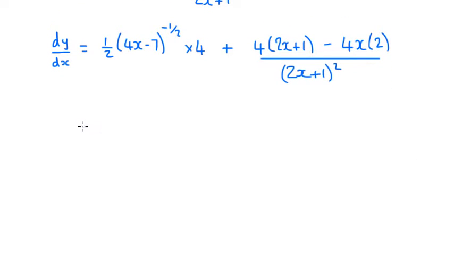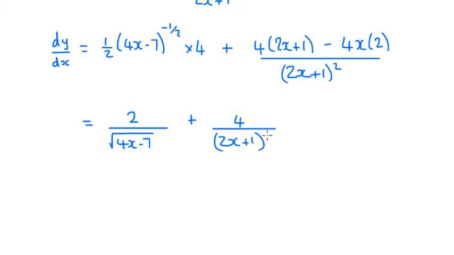Okay, so if we do tidy all this up, we've got a 4 over 2, so that's going to be a 2. 4x minus 7 to the minus a half is the same as divided by the root of 4x minus 7. And then we're going to have plus 8x and a minus 8x here as well. So they're going to cancel. So we're just going to have plus 4 on the top over 2x plus 1 squared.